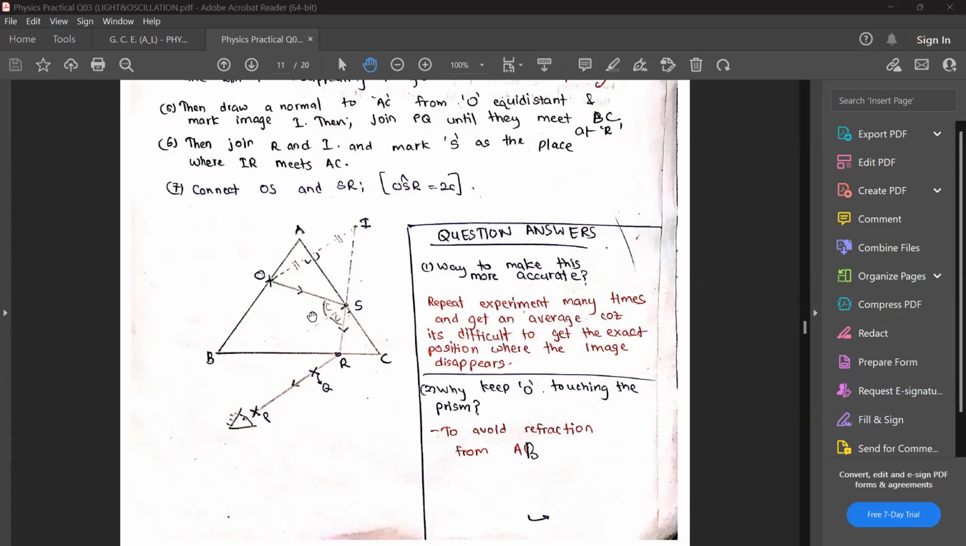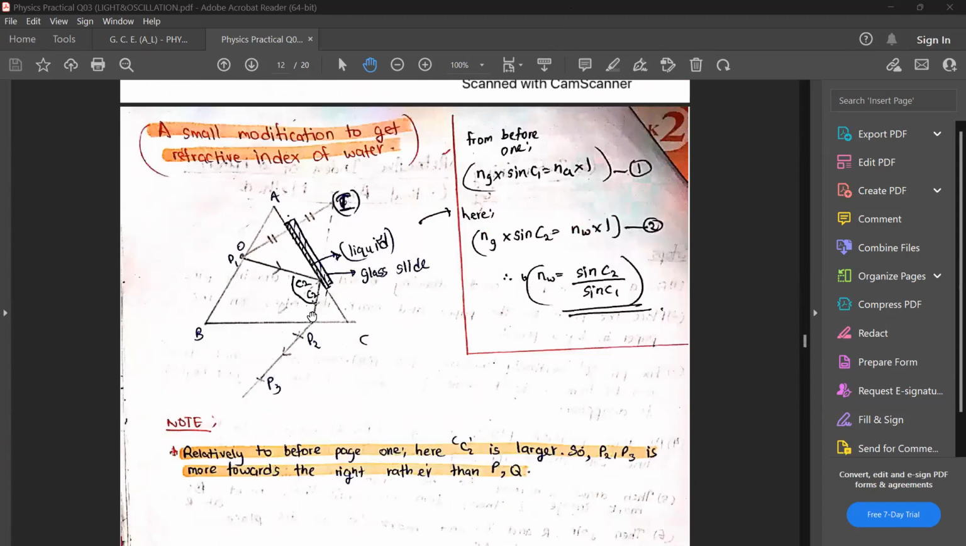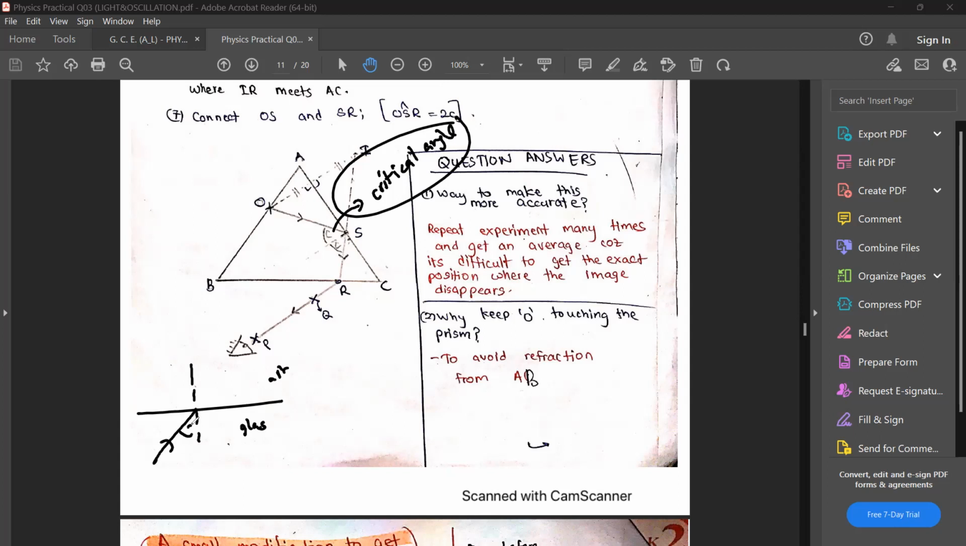A small modification to get the refractive index of water was asked in a past paper. Instead of a glass-air interface, if there is a glass-water interface, what can you do? After getting the critical angle, what can you do? If you take, let's say, glass and air, and this is the critical angle, what happens? This will go like this, right?